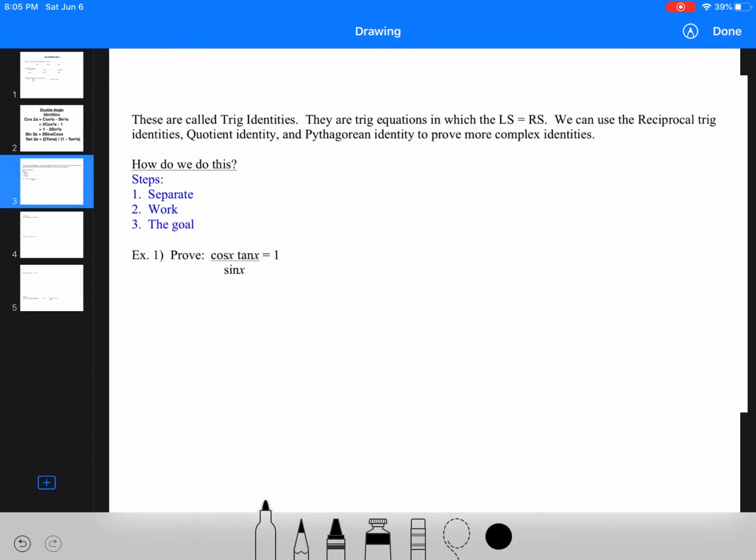But what they're doing is they're helping us prove certain other identities or prove other things to help us solve trig equations. We can only solve a trig equation typically if we have one function that we're looking at. We can't solve something like this equation here that has sine x, cos x, and tan x all equaling 1. So what we need to do is either prove the identity or rearrange the identity so that we can have an easier solve. So when we're looking at something like this, what we want to do is separate left side and right side.